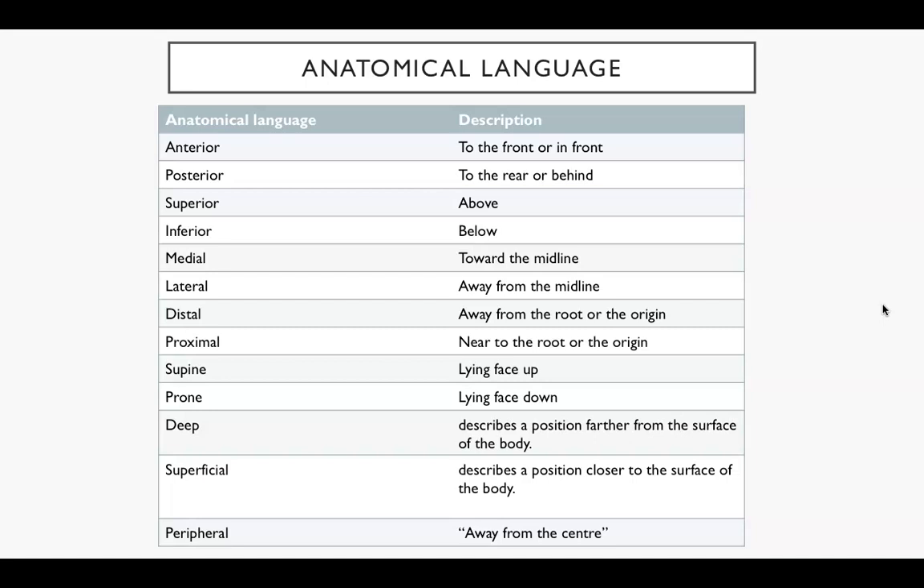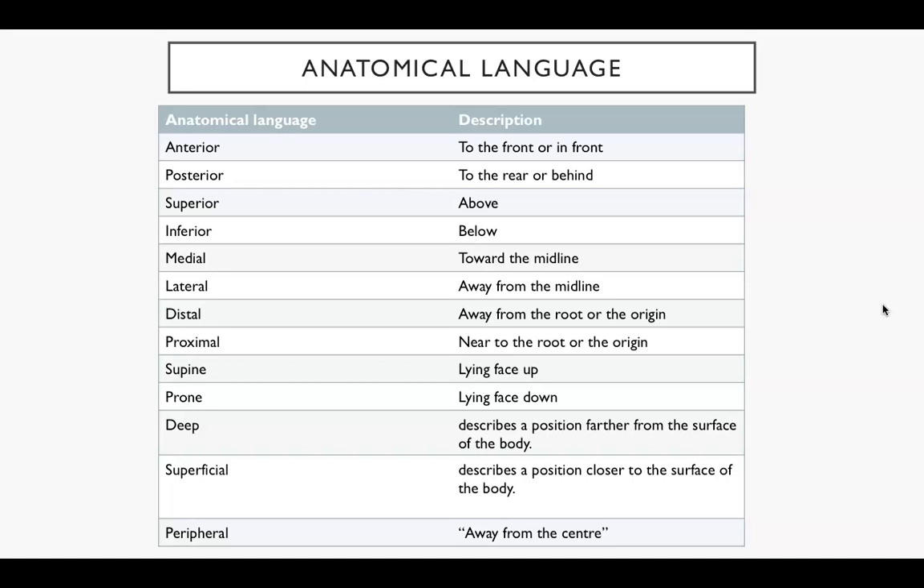Anterior means to the front or in front of. For example, our eyes are on the anterior aspect of our body. Posterior is to the rear or behind, so our back is our posterior. We have superior, which is above, and inferior, which is below. For example, my shoulder is superior to my elbow, and my wrist is inferior to my elbow.